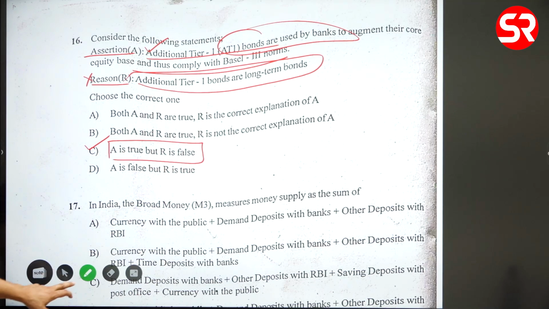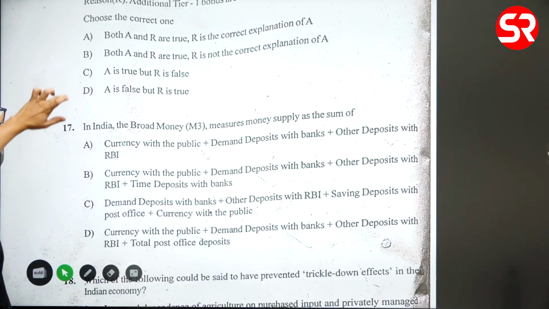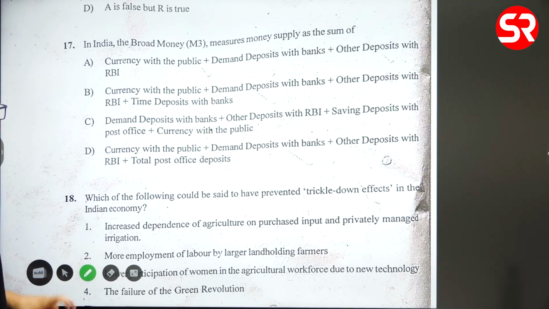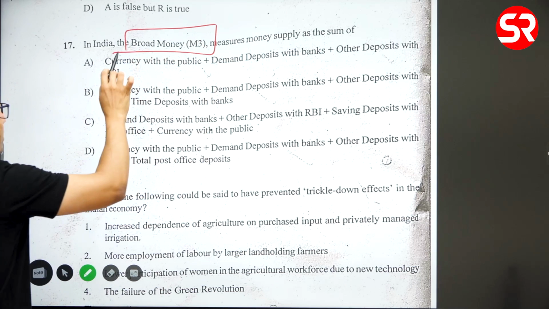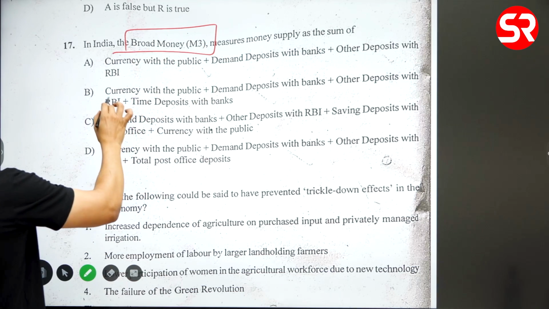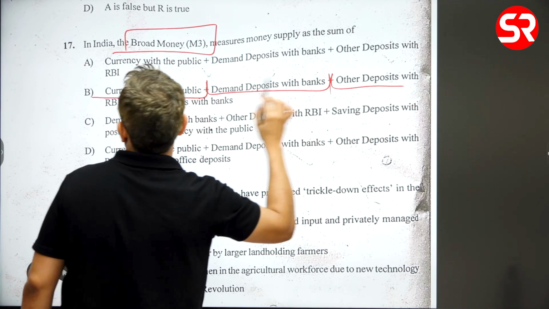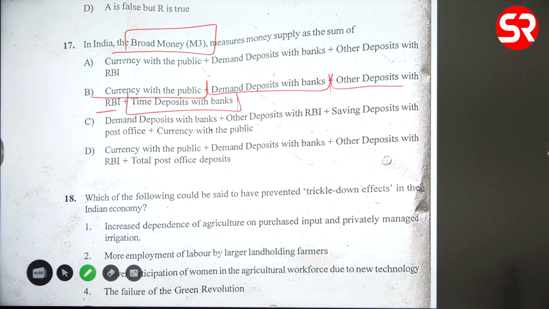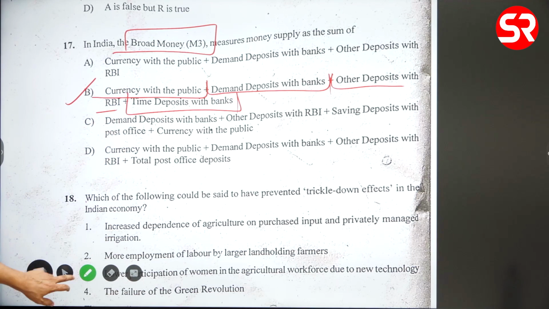Let's move to the next question. Third question rather. This is a direct factual question: what is broad money? I won't be discussing much of this. Broad money is currency with the public plus demand deposits with banks plus other deposits with RBI plus time deposits with banks. This is what is called broad money. So the answer would be B for the 17th question.